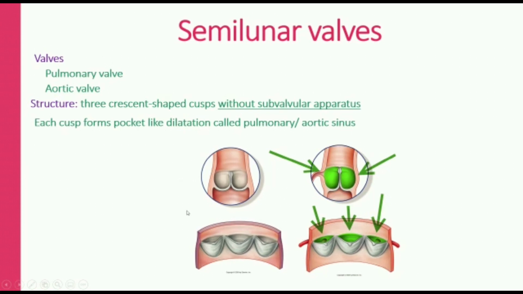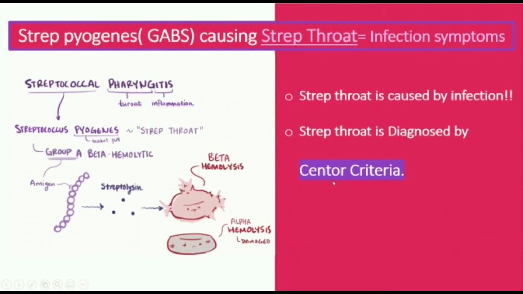So the semilunar valves, which are the pulmonary valve and the aortic valve, have three cusps that make three pocket-like dilatations, which are called sinuses. These are the pulmonary sinuses and these are the aortic sinuses. In the aortic sinuses, we have the origination of the right and the left coronary arteries.